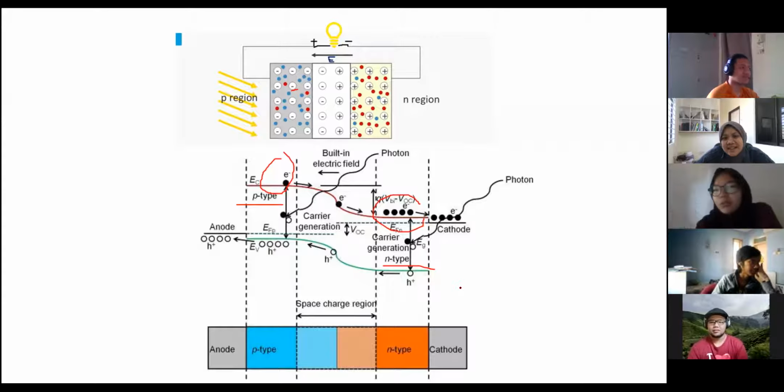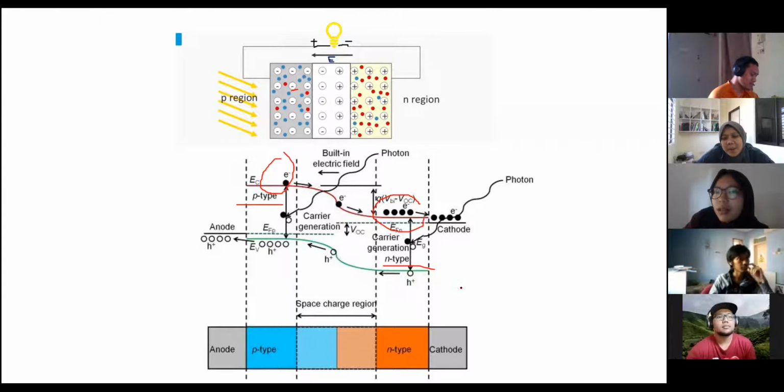But when we supply voltage, we don't want to supply voltage. We are not supplying voltage here. We want to produce. We don't want to supply, we want to produce. So you can see the conflict, Nabiha. So is it forward or reverse?